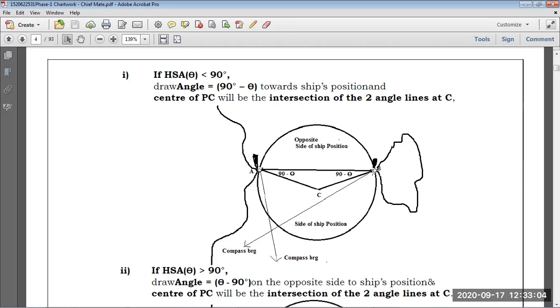So this is lighthouse A, this is lighthouse B. Suppose the angle was 35 degrees. So 90 minus 35 is 55. So we'll make 55 here, 55 here, and you will get the center angle as 70 degrees. From this center C, you take the radius AC or BC, both will be the same because it's an isosceles triangle, and you draw a position circle.